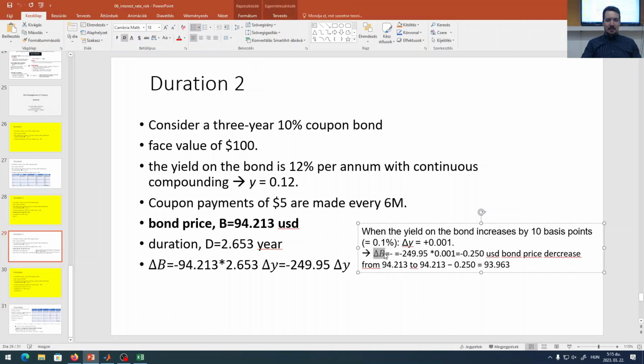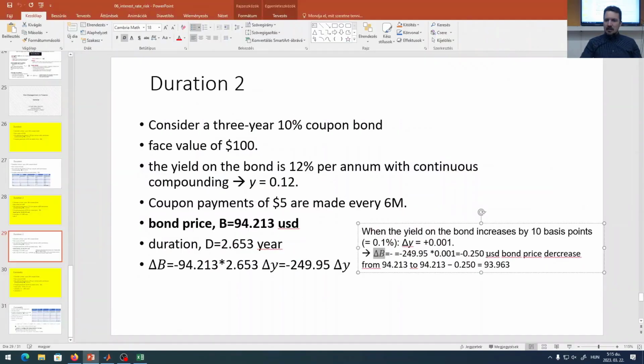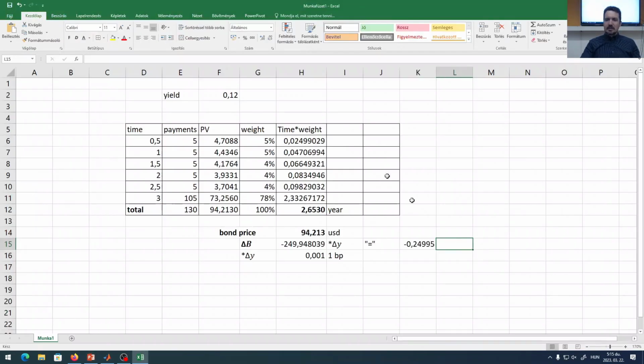Then the delta B will be, can we say, I cannot say equal here because it will be misinterpreted. Yep. Oh, I was putting so many typos here. Decrease.